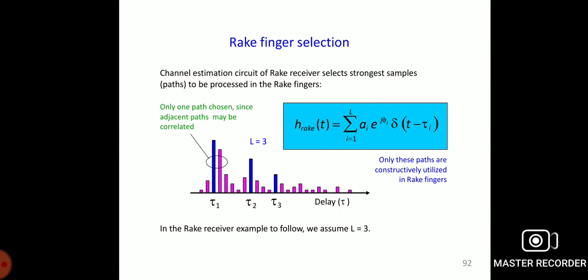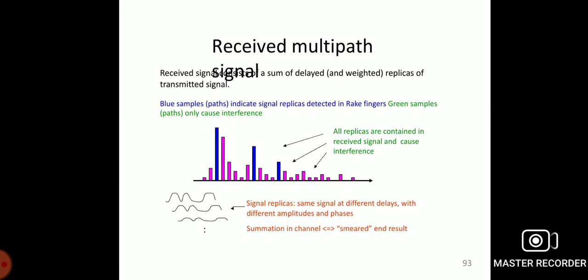Now let us move to the received multipath signals. The received signal consists of a sum of delayed, weighted replicas of the transmitted signal. Blue samples indicate the signal replicas detected in the rake fingers. The green samples are caused only by interference. So we can discuss the different frequency levels and the different output waveforms in different receivers. The summation over the channel gives the summed end result.